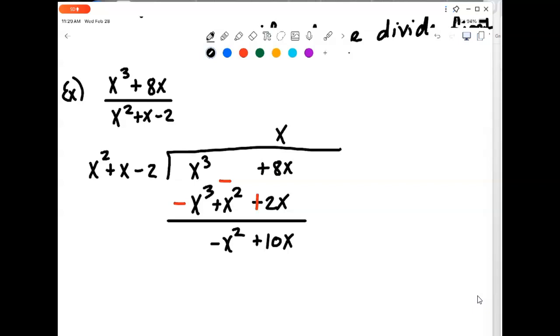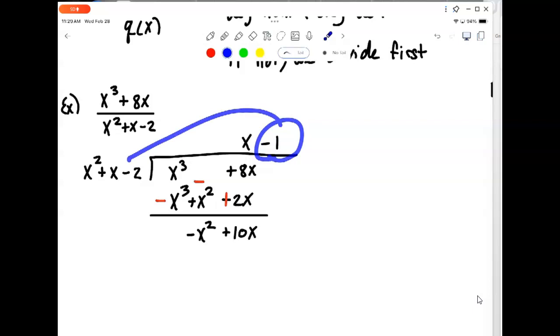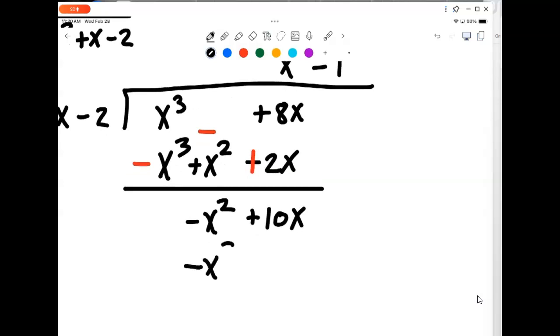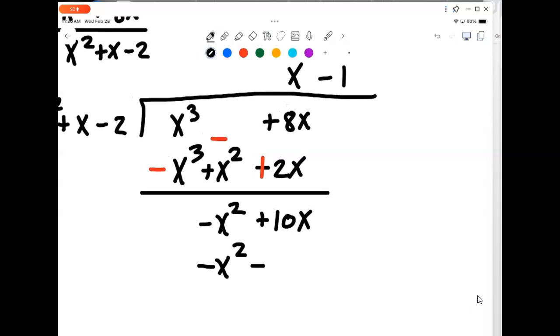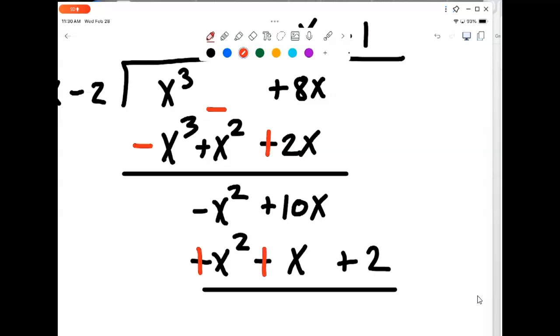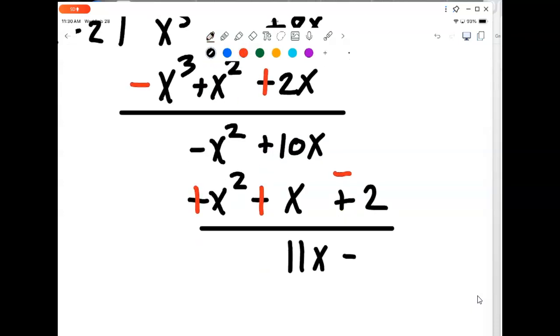This time we don't, so we repeat the division process again. X squared times what will give me a minus x squared? And the answer is minus 1. Then we take that minus 1 and we distribute it over the thing we're dividing by. Minus 1 times x squared is a minus x squared. Minus 1 times x would be a minus x. Minus 1 times minus 2 would be plus 2, sorry. Right, and then we're dividing. So we've divided, we've multiplied, now we subtract. So that makes that a positive, and a positive, it makes that a negative. So then in the end we get 11x minus 2.